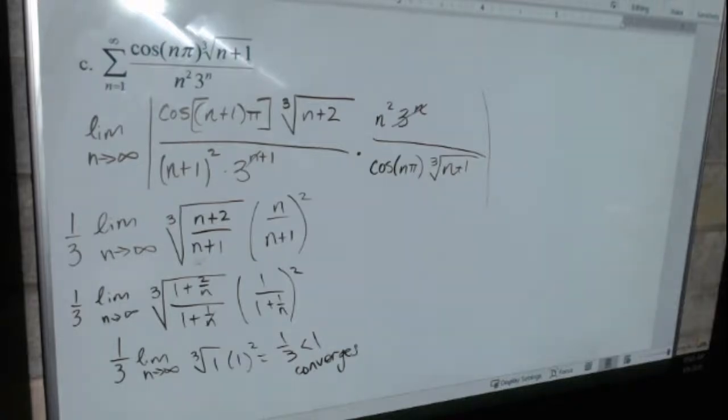How did we cancel the cosine n pi? Or n plus 1 pi. So n pi, right, that we know is alternating. You would get cosine pi, cosine 2 pi, 3 pi, 4 pi, right? Well, what about cosine n plus 1 pi? Well, that's just going to be the same thing, but it's going to start at 2 pi, and then 3 pi, and 4 pi, and 5 pi. Right, so it's still alternating.